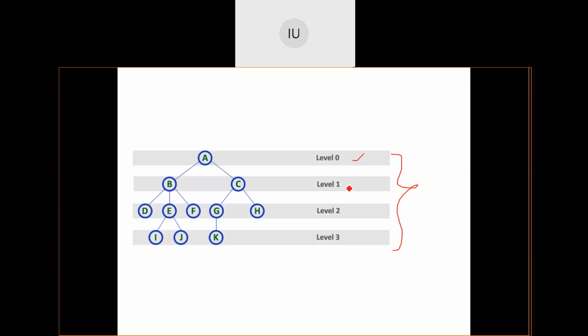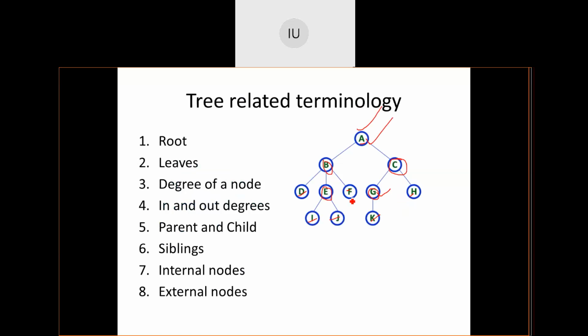Which all are the nodes available at level 2? D, E, F, G, H. Okay, they are in level 2. Which all are the nodes available in level 3? I, J and K. What is the total level of the tree?